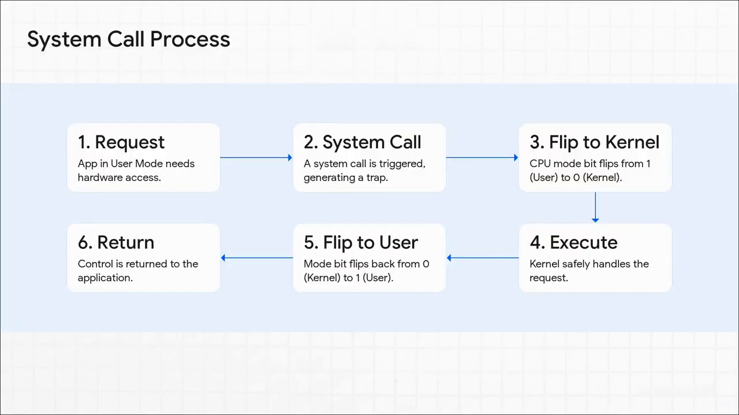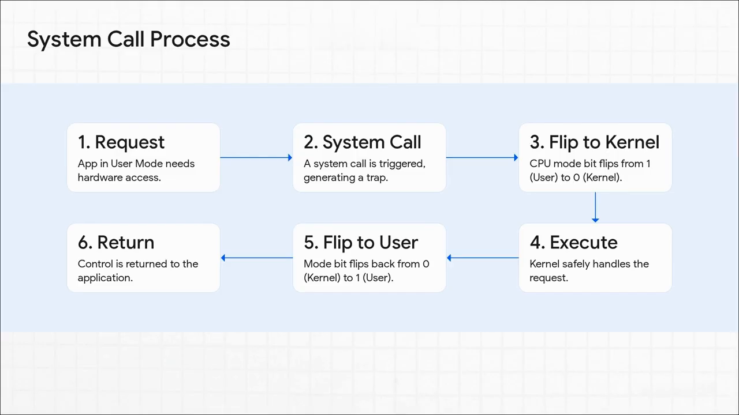Let's walk through it. Say your word processor in user mode needs to save your document. It can't touch the hard drive directly, so it makes a system call. This triggers a special kind of interrupt, kind of like ringing a doorbell to the kernel. Instantly, the CPU flips this little switch called a mode bit from 1 for user to 0 for kernel. Boom! It now has a temporary pass to the control center.